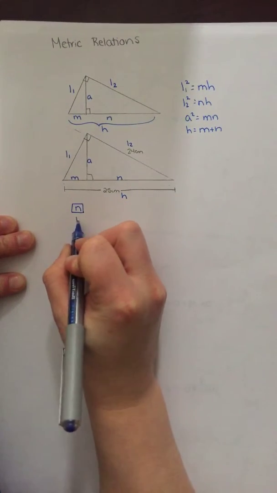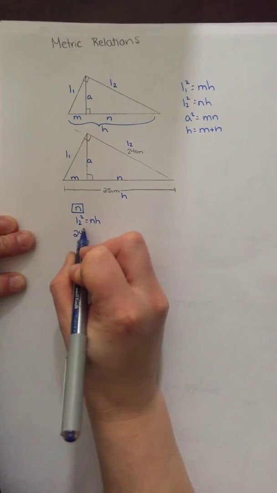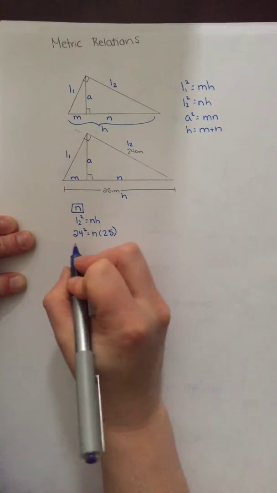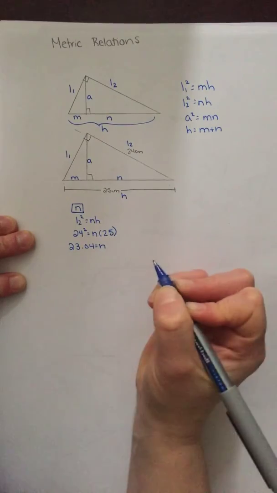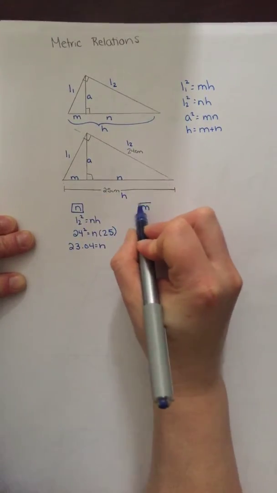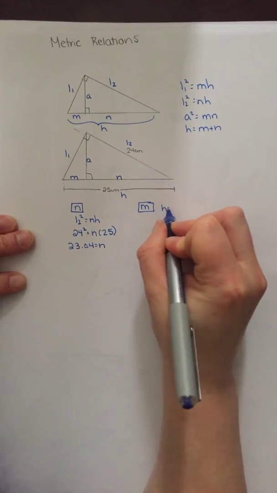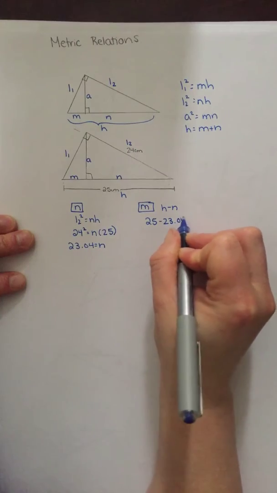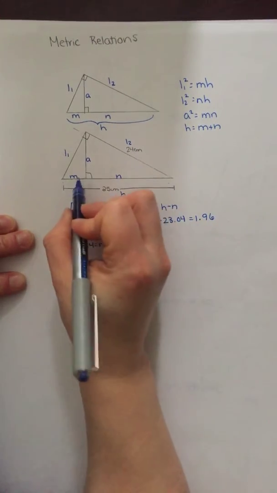So we have L2 squared is equal to N times H. So 24 squared is equal to N times 25. So my N value ends up equaling 23.04. Then we can solve for our M, just a simple subtraction, and that's going to be H minus N, so 25 minus 23.04. So I get a 1.96 as my M.